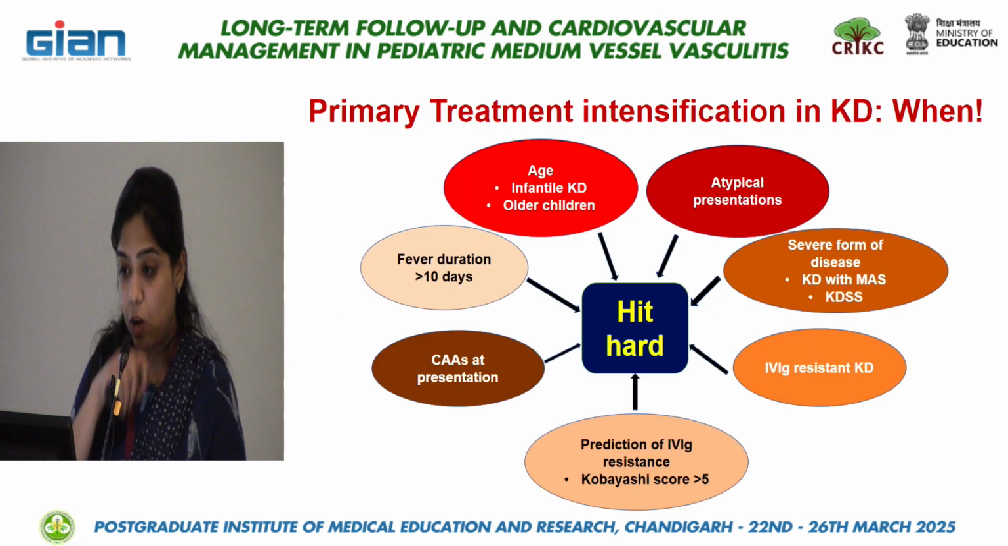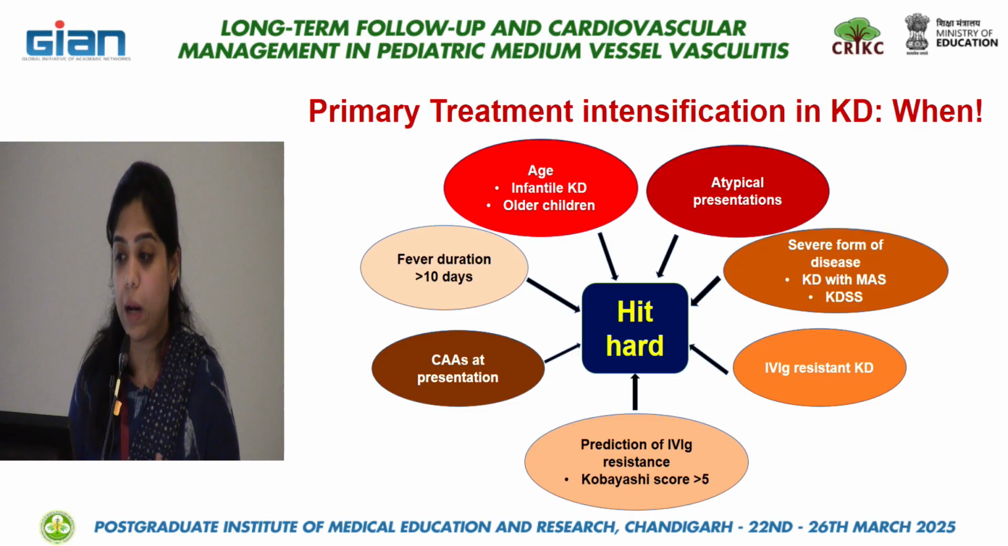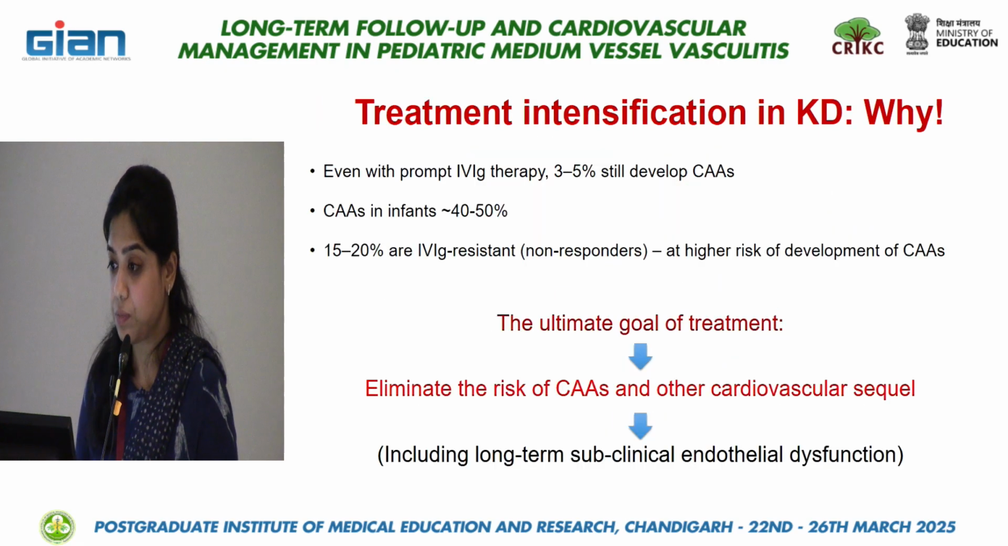So I have almost covered when we need to have a primary intensification, that is age, both the extremes, atypical presentation, severe forms, those with macrophage activation or shock syndrome or IVIG resistance, or the scoring system for both CAAs and IVIG resistance. If we put that, then we have to hit hard at presentation itself.